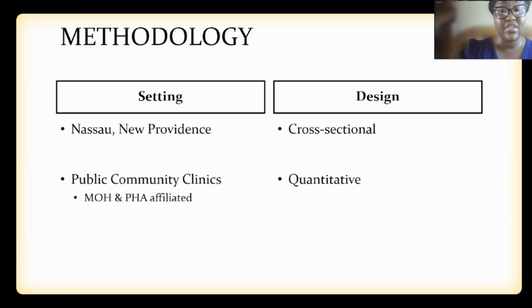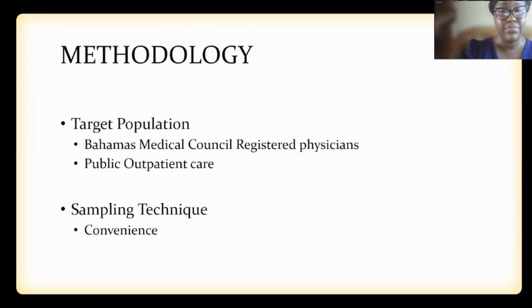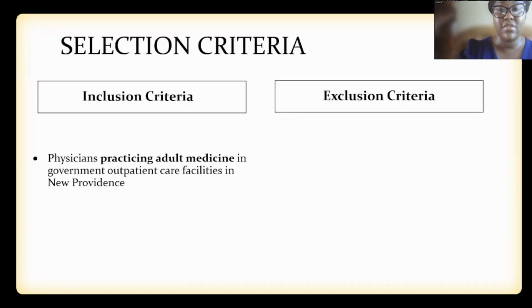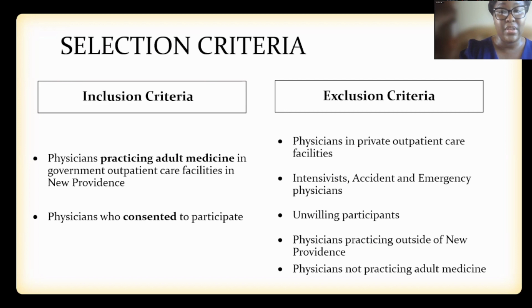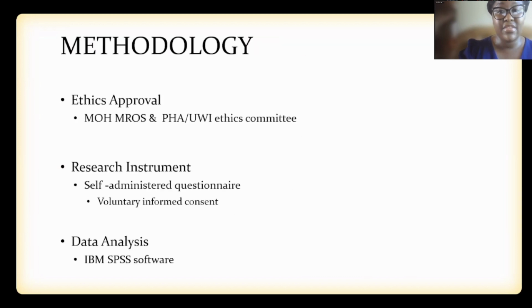The study was a cross-sectional quantitative design conducted in the country's capital within the public community clinics. Registered physicians within the public outpatient care setting were targeted using a convenient sampling technique. Participants included were physicians practicing outpatient adult medicine and those who consented to participate, whilst excluding those that didn't meet the inclusion criteria. Ethics approval was attained from the respective ethics committees, and a self-administered questionnaire was used to collect data with the voluntary informed consent of each participant. This data was entered and analyzed using the IBM SPSS software.